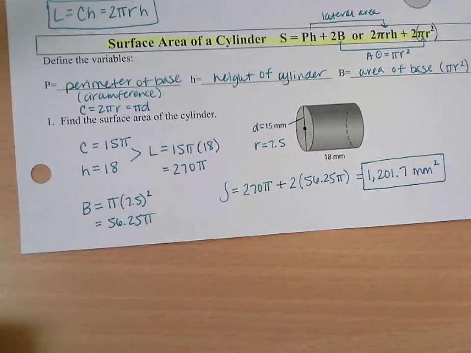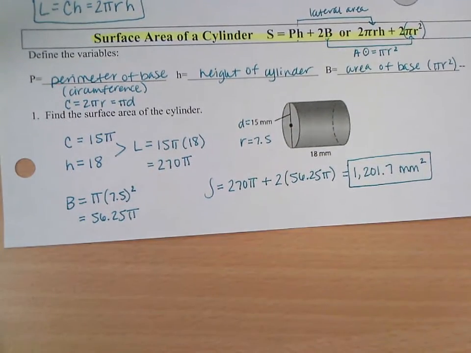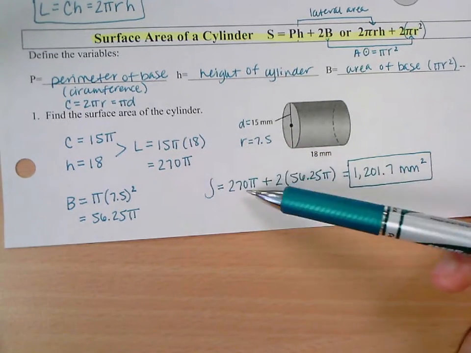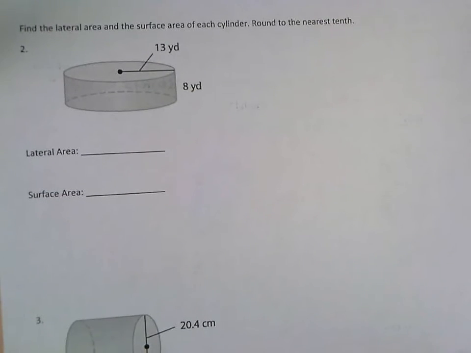So your answer is best if you don't round until the very end. But like I said, if you do round, like if you rounded for the 270 times pi, at least, again, always show me how you're getting your answer. So if you're a little bit off, it's probably okay, but I'd like to see how you got that. Okay, questions on that one? Okay, so let's just go through another example.